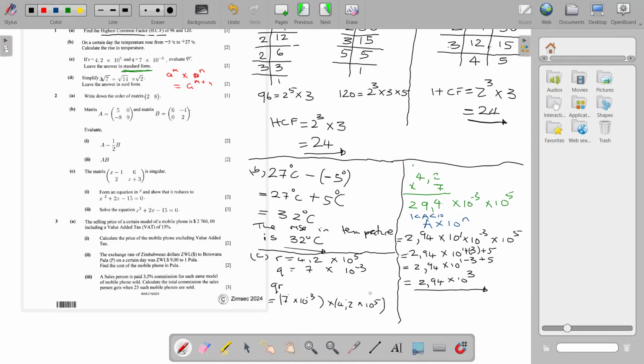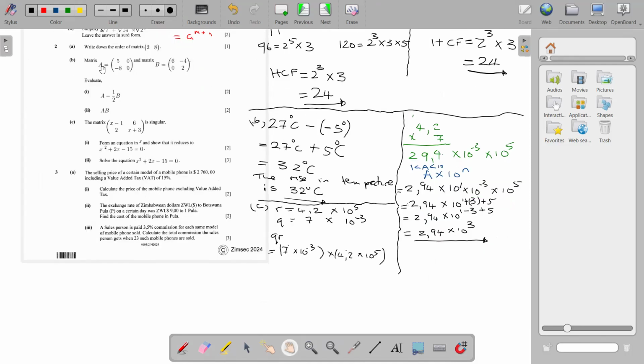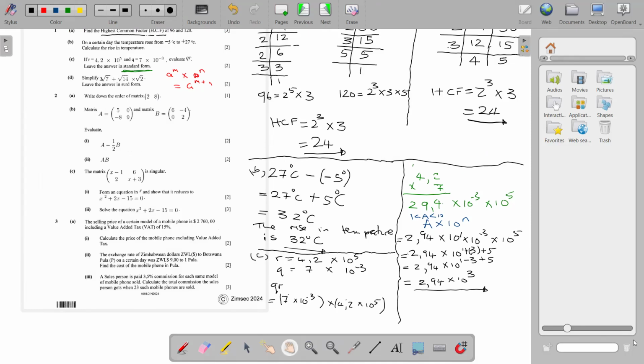Then let's go to our D. Let's check our D there. In our D, we are going to do it here.